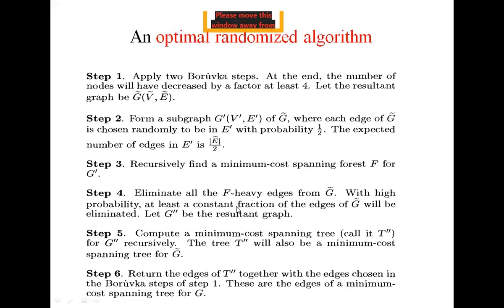So finally we are finding the minimum cost spanning tree. What is our main aim? With the help of the optimal randomized algorithm, we want to find the minimum cost spanning tree. This minimum cost spanning tree has fewer edges and fewer nodes compared with the given original graph G.